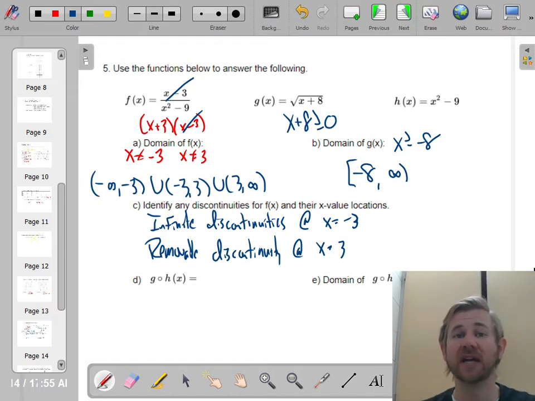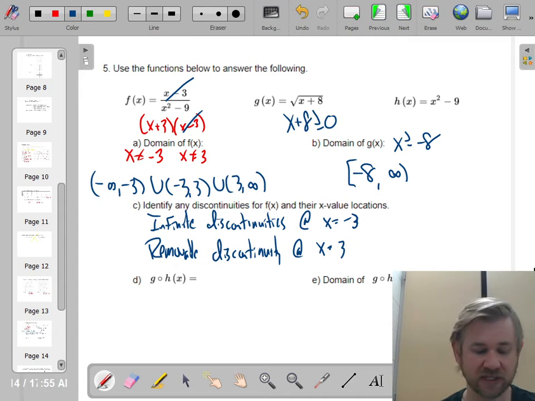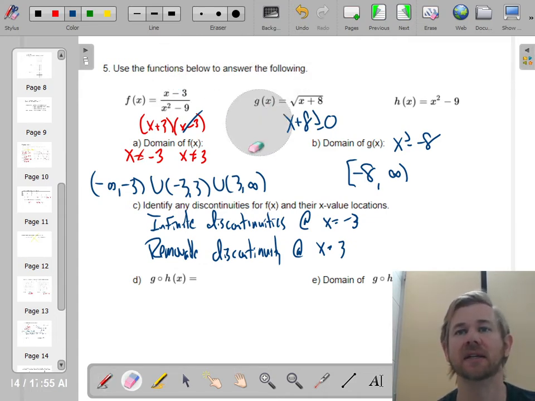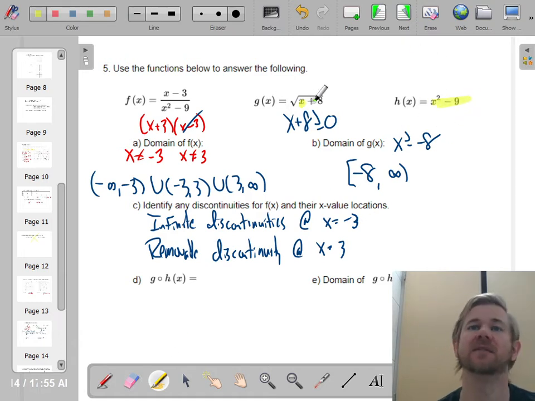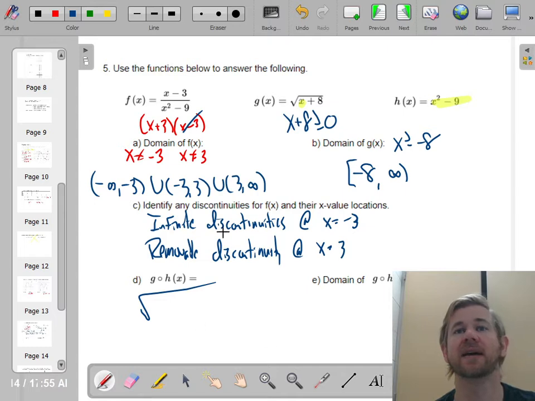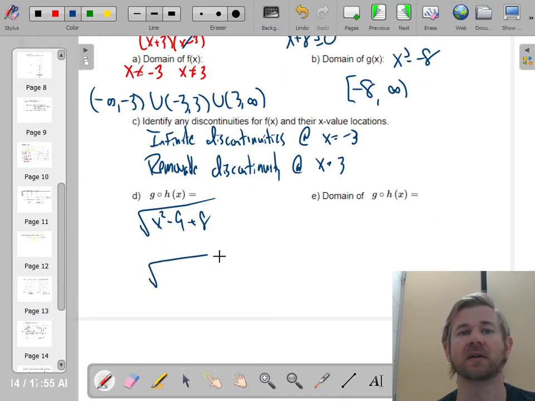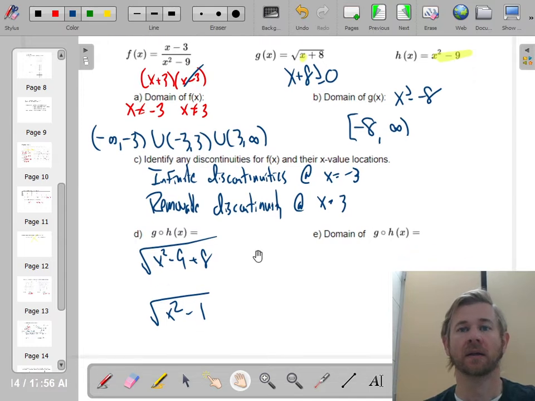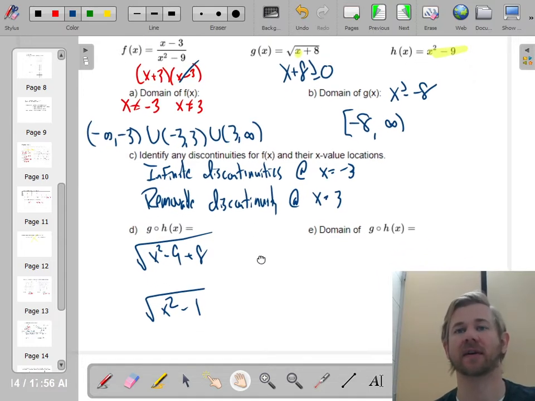All right, now let's do g of h of x. So g of h of x means you're going to plug h into g. So we're going to take this function, and instead of writing x, we're going to take h of x and write it. So it'll be the square root of, instead of x, x squared minus 9, and then it's plus 8. So this is the square root of x squared minus 1. That's the composite function g of h of x.